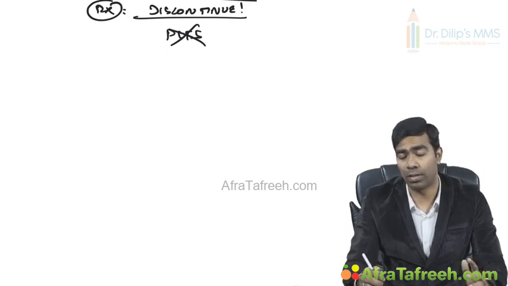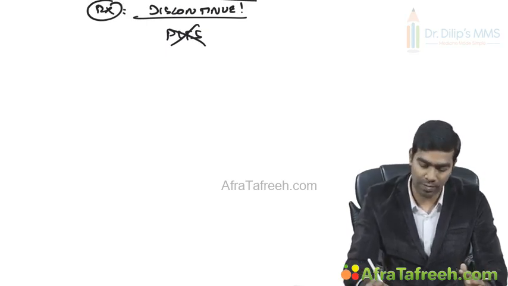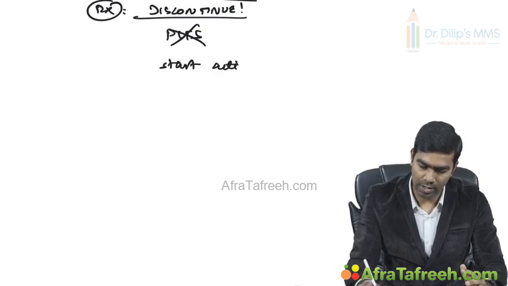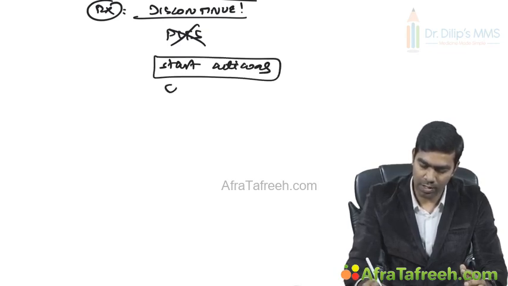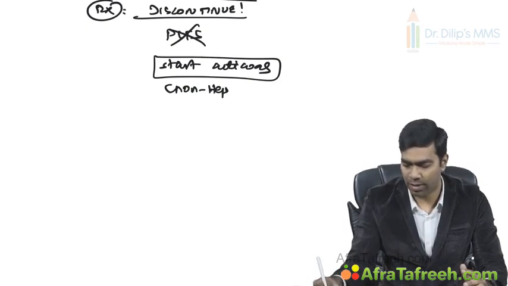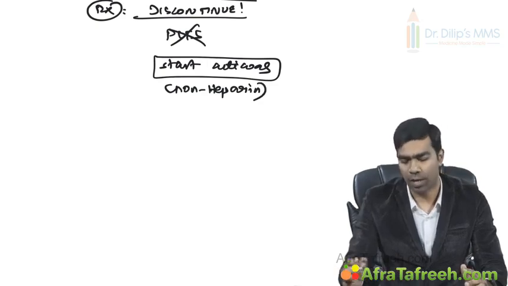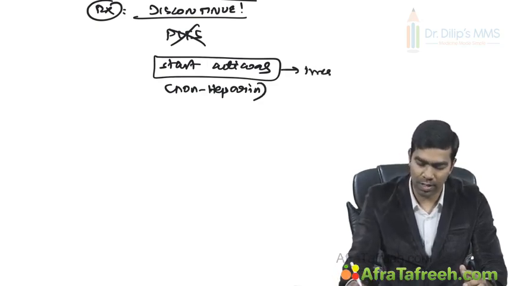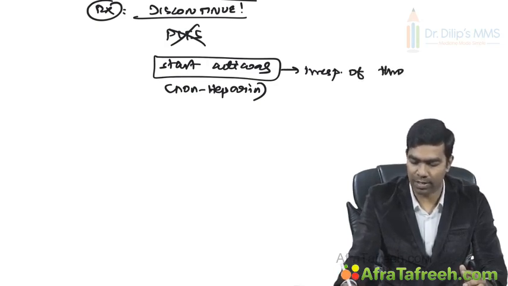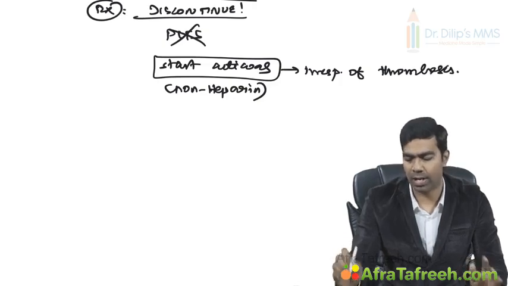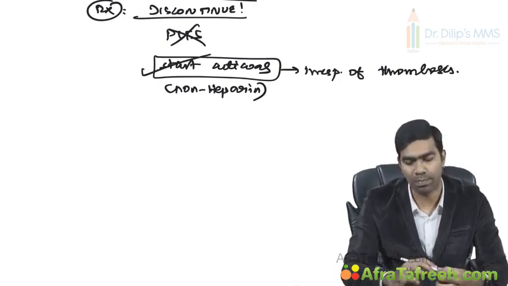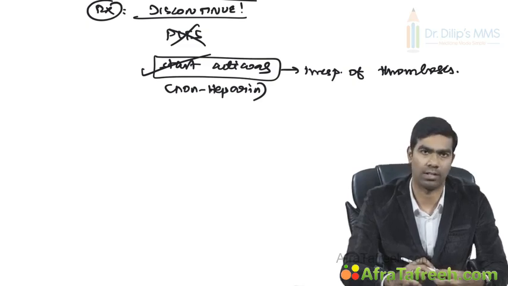Next, what do you have to give? Because there is a high risk of thrombosis in this patient, you have to start an anticoagulant agent. That is a non-heparin anticoagulant agent. Remember, a very important point is that this non-heparin anticoagulant should be started irrespective of thrombosis. Irrespective of whether thrombosis is there or not, it doesn't matter. You have to start this non-heparin anticoagulant for sure. Very, very important point. Irrespective of whether you have thrombosis or not, you have to start an anticoagulant agent.